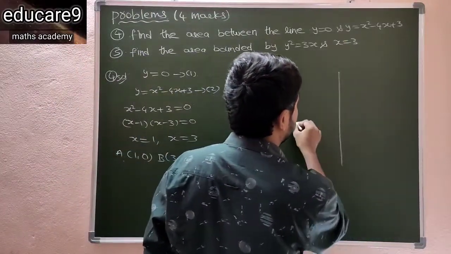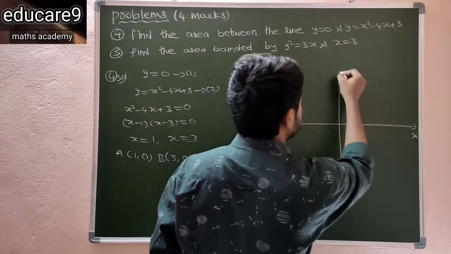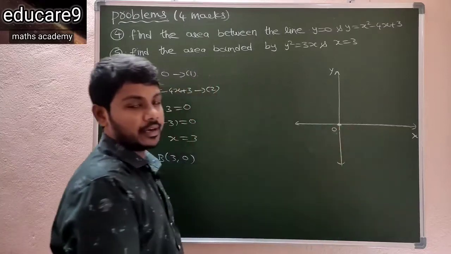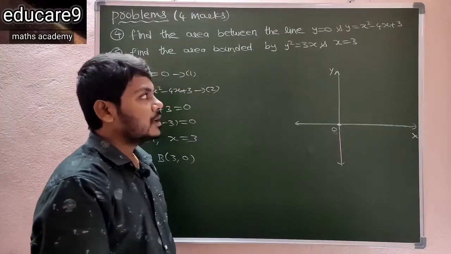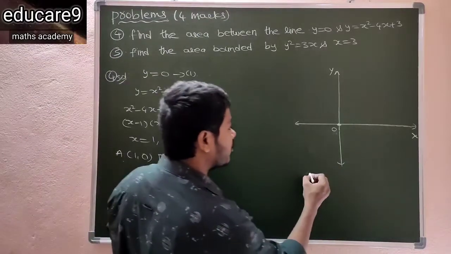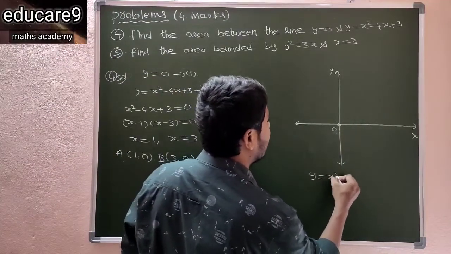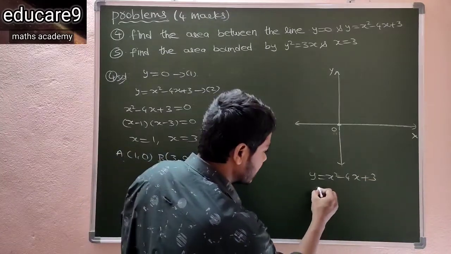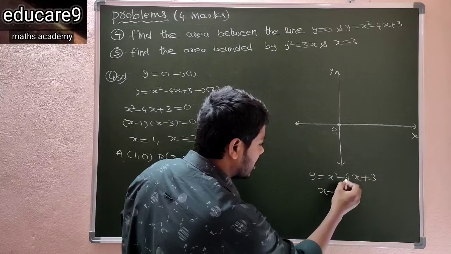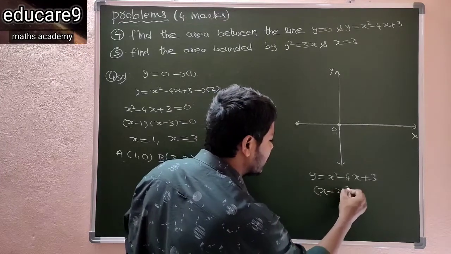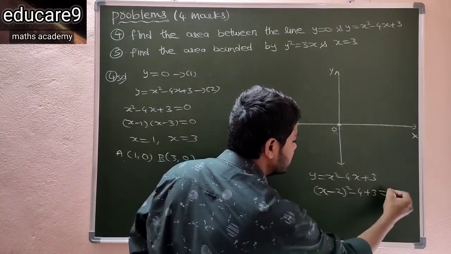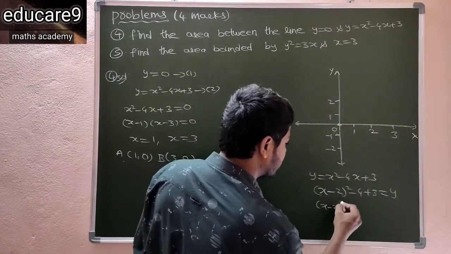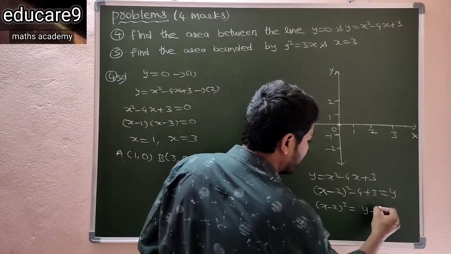So consider the coordinate axes. This is the x-axis, y-axis. So clearly, this is the origin. Okay. Now here, what is the given curve? y equals x square minus 4x plus 3. So here this can be written as x minus half the value of 4, that is 2, whole square, minus 4 plus 3 equals y. Now here this can be written as x minus 2 whole square equals y plus 1.